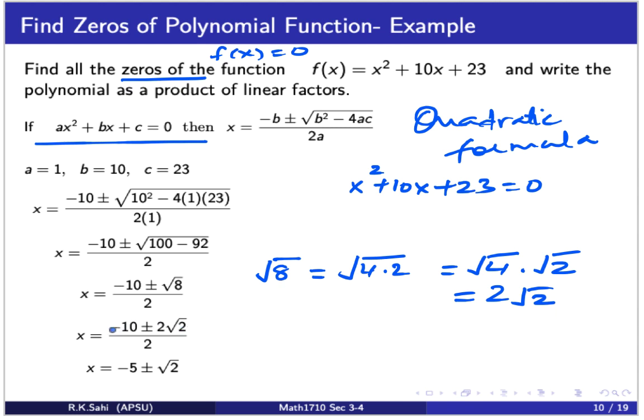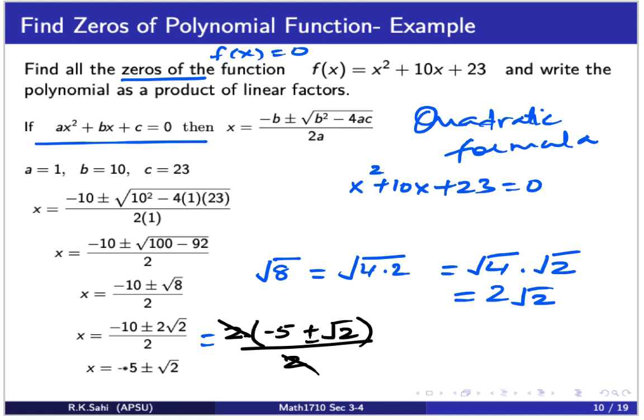And now look at what is common between each of these terms: 10, 2 root 2, and 2 is a 2. So we're going to factor the 2 out on the top. So 2 is common, and you get negative 5 plus or minus square root 2. Remember, you're applying the distributive property, divided by 2. So this 2 and this 2 cancel out. What are we left with? Minus 5 plus or minus square root 2.